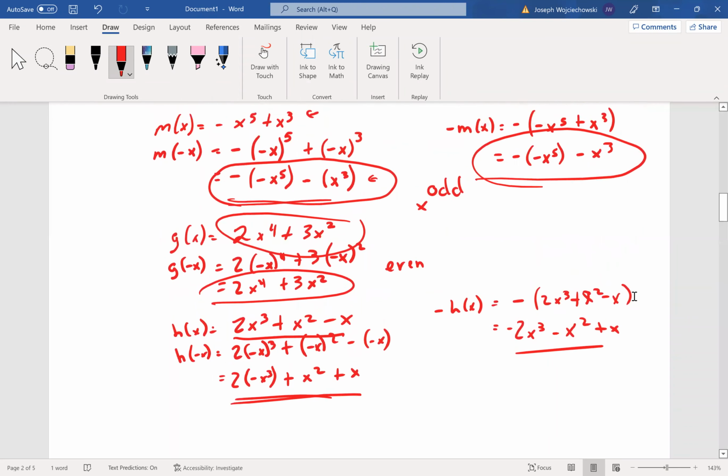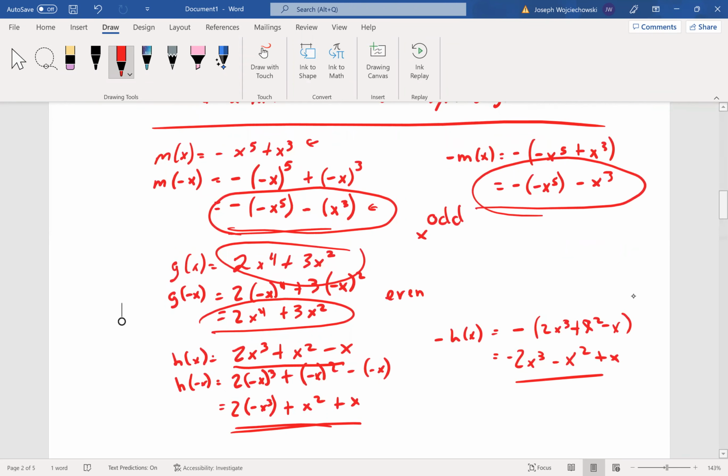So, a little handy trick. Look at the exponents. All the exponents in this one were odd, so it's odd. All the exponents of this one were even, so it's even. This had a mixture of even and odd exponents, so it is neither. So that's a little helpful hint.